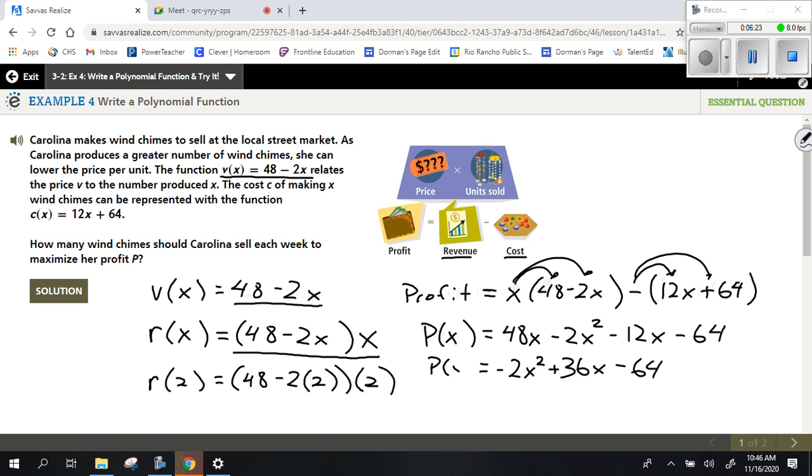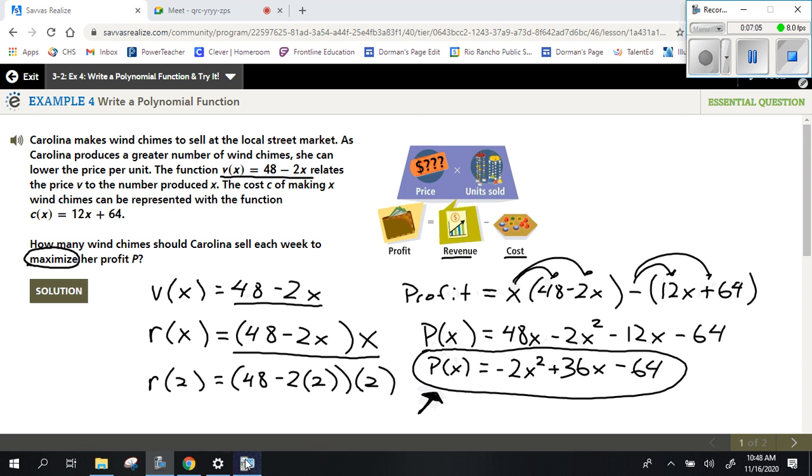Fantastic. So we have a function that represents our profit. Now, if I was to think about the graph of this, it looks like this is going to be a parabola opening down. And what we want to know is the maximum, right? We want to maximize our profit. So if this is a function that models our profit, we would like to know what is the maximum value of this function. And it's really nice because we can find that out simply by graphing. So let's get out our handy dandy calculators.